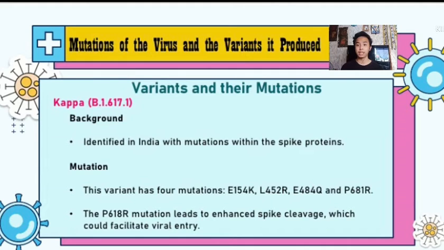The Kappa variant, which has mutations in the spike protein, is considered a highly transmissible SARS-CoV-2 variant, and it was initially found in India. The spike protein of Kappa contains 4 mutations: E154K, L452R, E484Q, and P681R. It's unclear whether this variant's entry efficiency, host tropism, or sensitivity to neutralizing antibodies and entry inhibitors has altered. Furthermore, the P681R mutation causes increased spike cleavage, which may make viral entry easier.